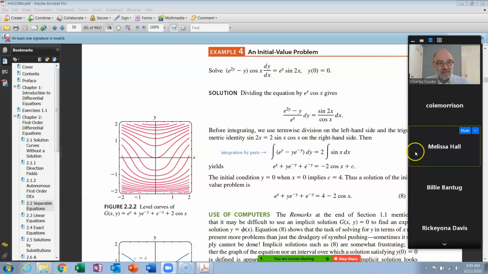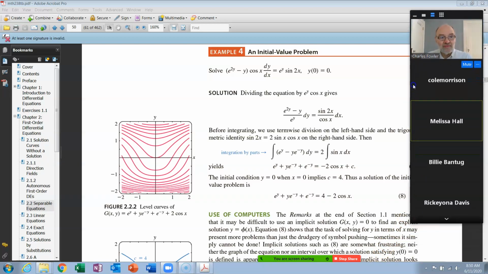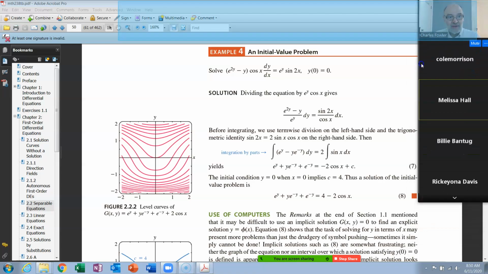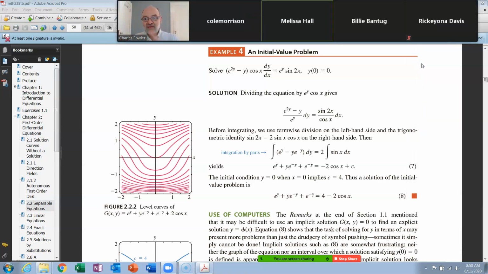You can't see it, but I have a bunch of names over here on the side that I'm going to move to the top, I think, because that's not in the field of view for my book here. All right, we did example 4 last time, initial value problem.